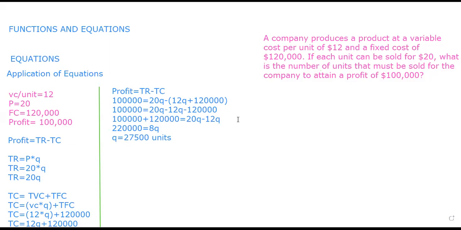Then you group your like terms and solve for Q. Grouping like terms, the negative 120,000 will cross to the 100,000 side and become positive, and that gives us 220,000. 20Q minus 12Q gives us 8Q. So you are finding Q, divide both sides by 8, and you get 27,500. So 27,500 units must be sold to make a profit of 100,000. Is it understood? Yes, sir. Any question on that?